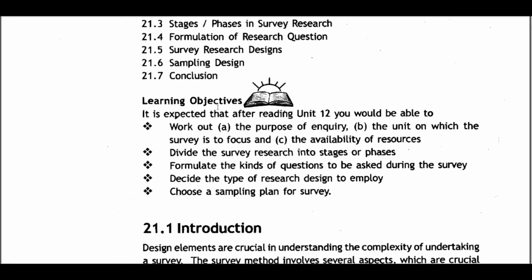So quickly we'll look into the learning objectives. It is expected that after reading Unit 21, you would be able to work out: A, the purpose of inquiry, B, the unit on which the survey is to be focused, and C, the availability of resources. Divide the survey research into stages or phases. Formulate the kind of questions to be asked during the survey. Decide the type of research design to employ, and choose the sampling plan for the survey.